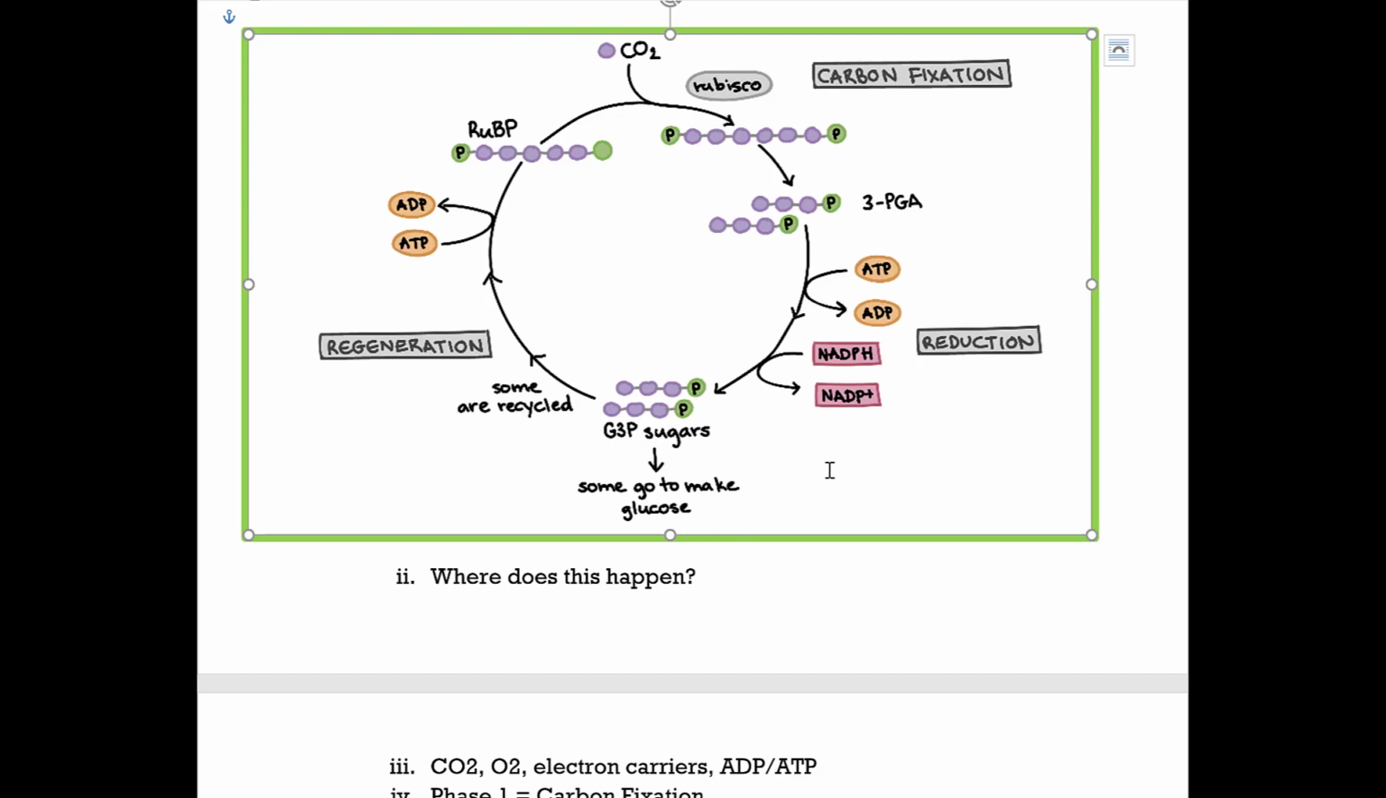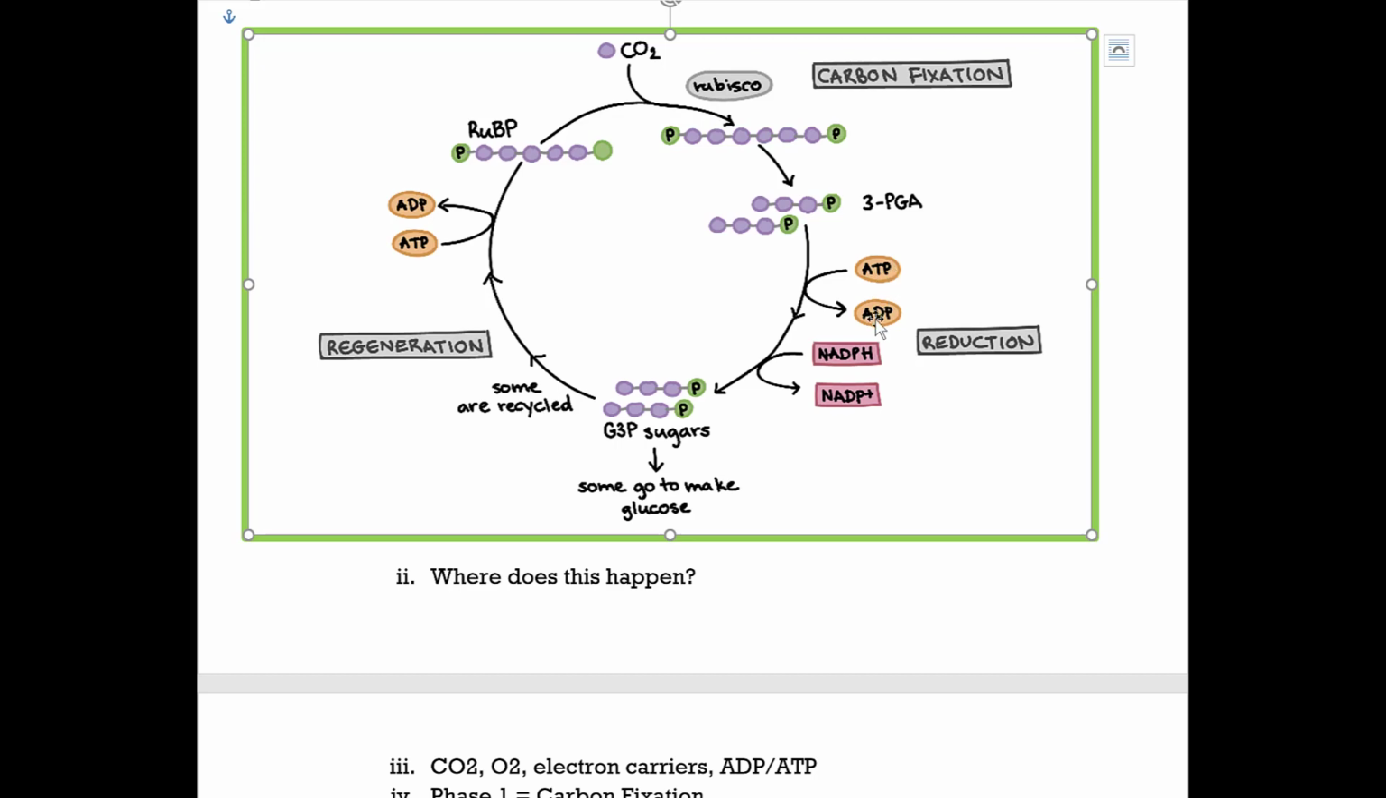Our electron carrier is present. The electron carrier here is going to be acting as a reducing agent. So our electron carrier is dropping off electrons. It becomes oxidized in the process, and then it can go back to the light reactions and pick up more electrons and hydrogen ions. We don't have phosphorylation of ATP here. We have dephosphorylation of ATP into ADP.